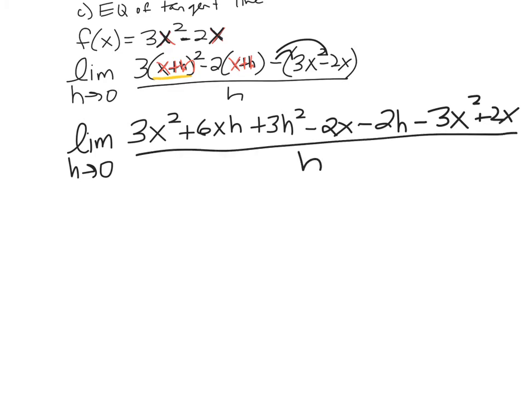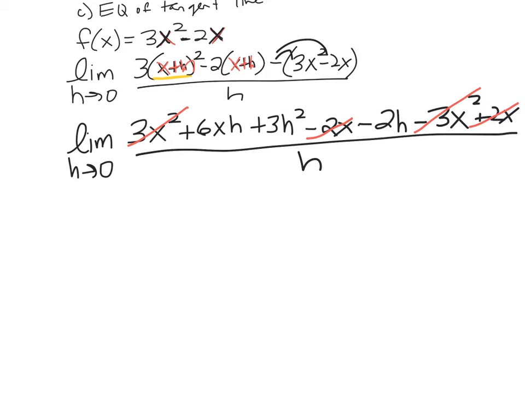At this point, if you were to evaluate the limit by plugging in 0, you would still get 0 over 0. So anything up top that does not have an h is going to cancel out. See this 3x squared and the negative 3x squared, they cancel out. See this negative 2x and a positive 2x cancel out, and I'm left with every single term having an h in it.